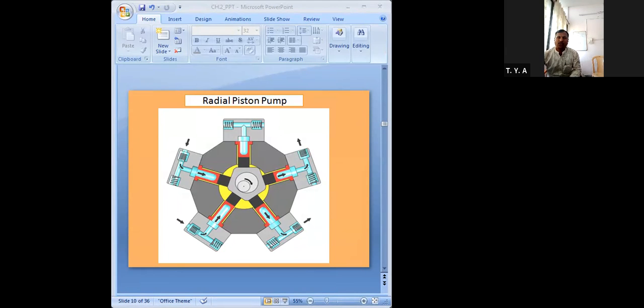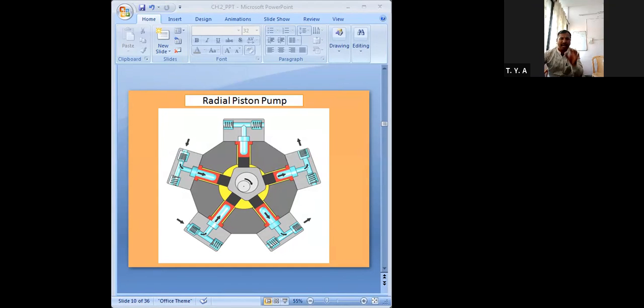During the upward stroke, each cylinder is connected to the fluid outlet, and due to that, fluid is discharged from this pump. That means fluid will discharge outside the pump. Getting it? So that is the working principle of the radial piston pump.